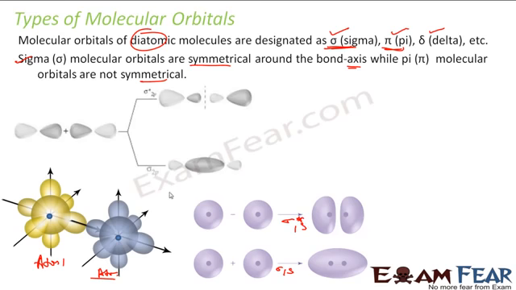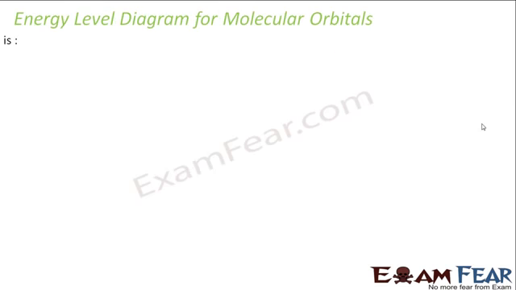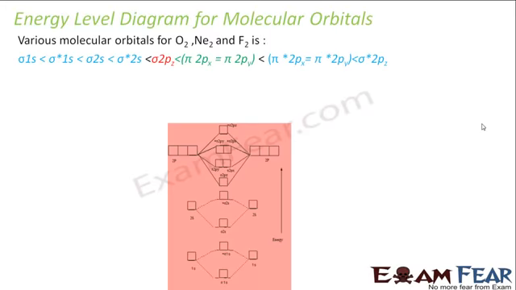Also, from p, I can have sigma, because the p and p orbitals are head on and have the same molecular axis. So we can have sigma 2p and sigma 2p star here, bonding and anti-bonding. Similarly, the other 2p orbitals, this one and this one, will form a pi bonding molecular orbital and a pi anti-bonding molecular orbital. Correct? So let's see the energy level diagram for the various molecular orbitals.